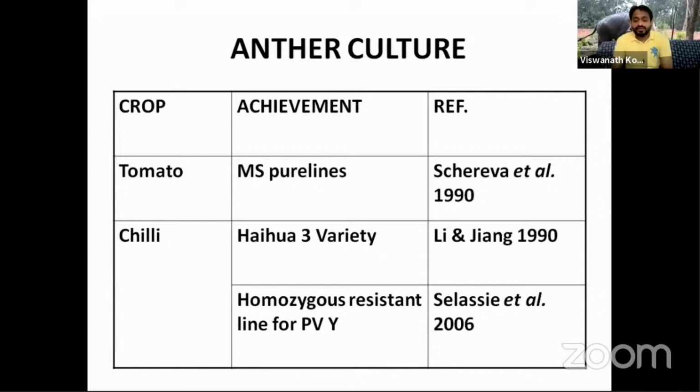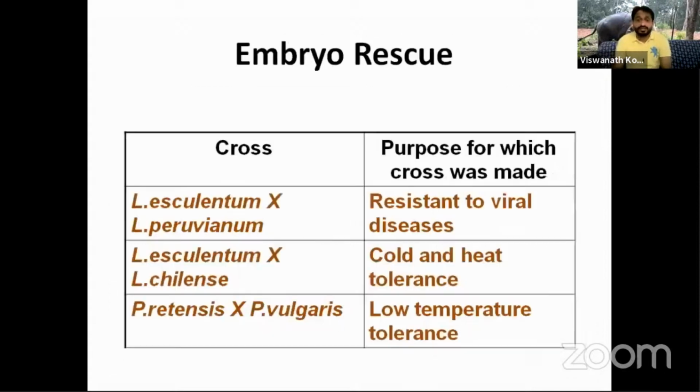So when you grow the pollen grains in a culture medium, they produce haploid plants, and to make them diploid, you have to double the chromosomes by giving colchicine treatment, so that we can get 100% homozygous plants from anther culture. As I told earlier, in chili, in Capsicum frutescens, the Haihua 3 variety was developed through anther culture.